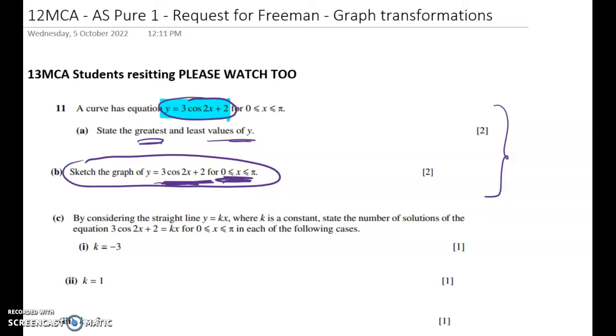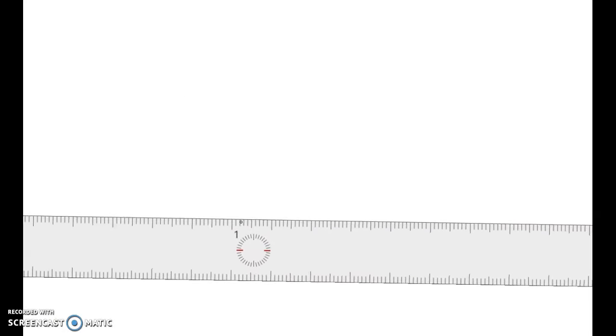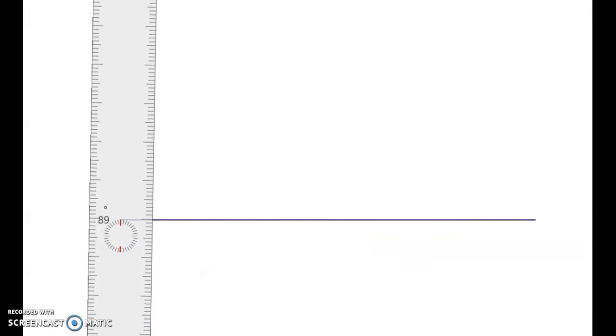So let's think, I'm going to do these graphs badly and by hand because that's what you're going to be doing in the exam. Then I'm going to show you some nice graphs using GeoGebra. But what I am going to do is just rule up my x-axis. And I want you to notice the order in which I do things when I'm drawing the graphs, especially if you're in 12 MCA. So the basic cosine graph goes like this.